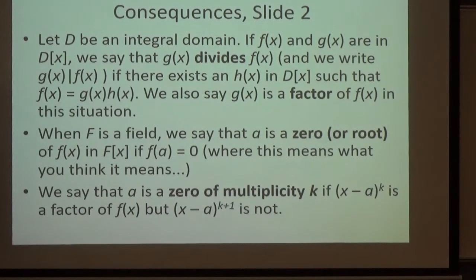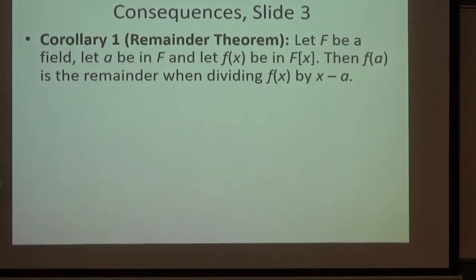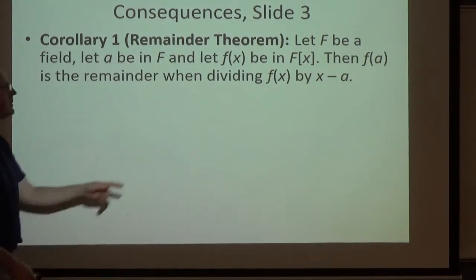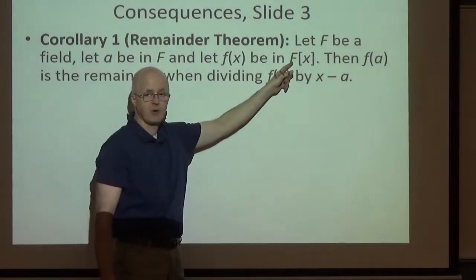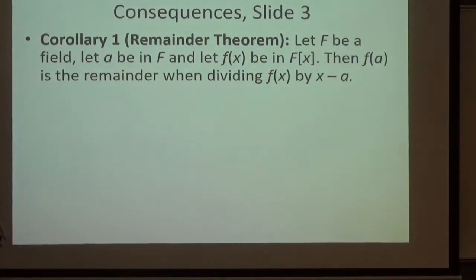Okay, I'm going to go to the next slide. If you see a few people writing, find this stuff in chapter 16. Corollary 1, the remainder theorem. Don't write this down, just write the name. And then just listen. Let F be a field. Let a be an element of the field. Let f of x be a polynomial in the polynomial ring with coefficients in F. Then f of a is the remainder when dividing f of x by x minus a.